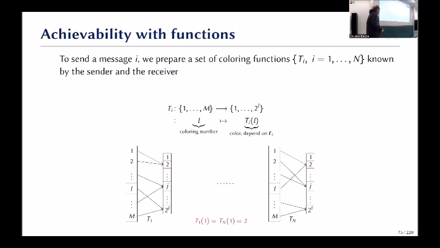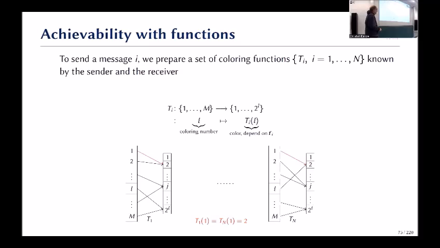Here you see it again as a picture. So this is the coloring function, T(i). We have here the coloring number L and the color. So again, what does the sender do? Let's assume we want to send message I. We select this function here. Then we randomly choose one message here.